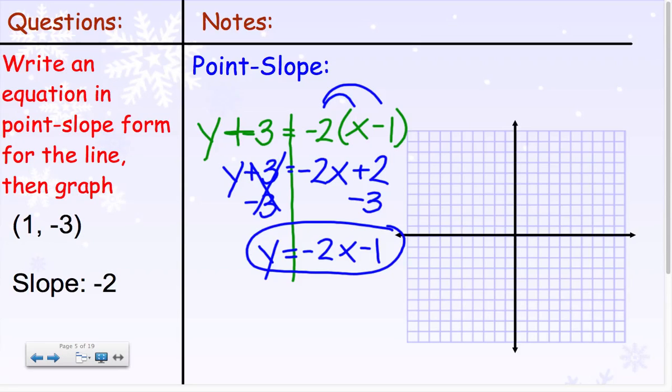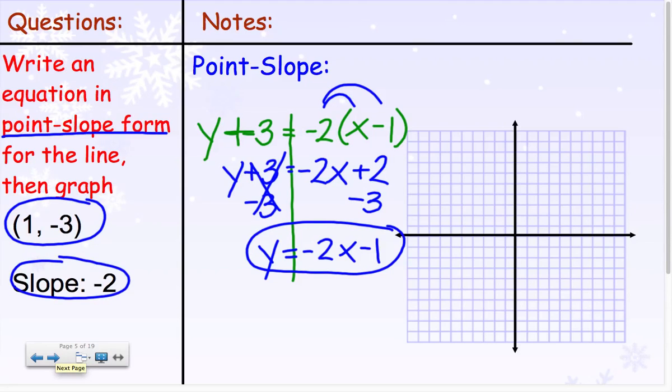You've got to look at what are they giving me. If they give me a point and they give me a slope, put it in point-slope form. If they give me a slope and an intercept, put it in slope-intercept form. If they give me a point and a slope, but they want it in slope-intercept form, put it in point-slope form first, and then distribute.